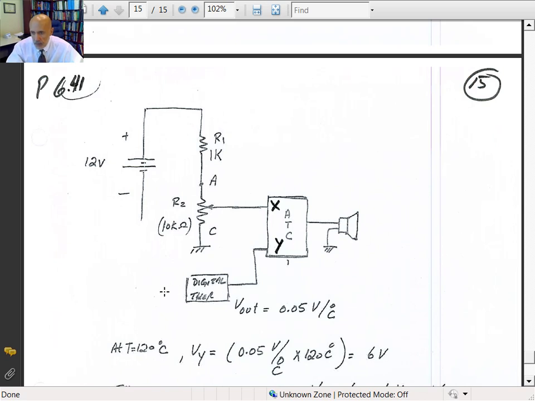So this acts like a transducer. Whatever the temperature is, it takes that temperature and puts out a voltage of 0.05 times the degrees Celsius. So for every degree Celsius, the output will be 0.05 volts.